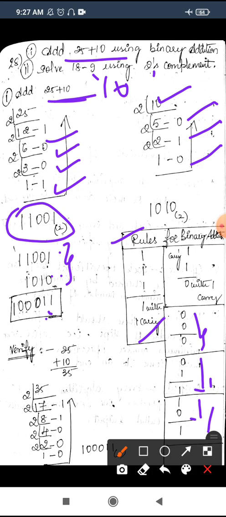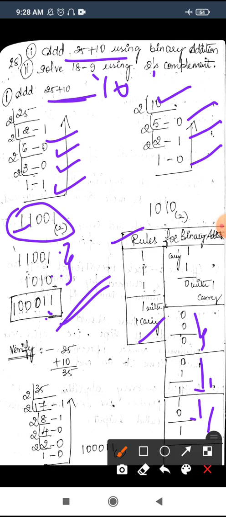0 will be the answer. 1 1 is there. You have to keep 0 as the answer, 1 as the remainder. So next 1 1 is there. 1 0 is the answer. So this is the final answer for performing the binary addition for the numbers 25 plus 10.